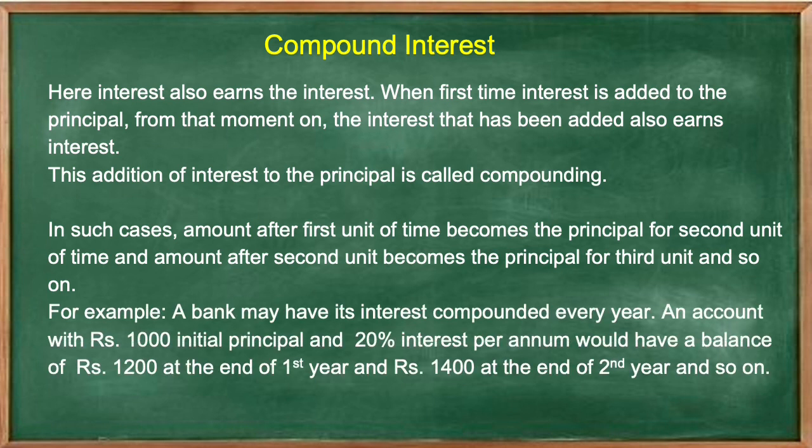For example, a bank may have its interest compounded every year. An account with rupees 1000 initial principal and 20% interest per annum would have a balance of rupees 1200 at the end of the first year and rupees 1400 at the end of the second year, and so on.